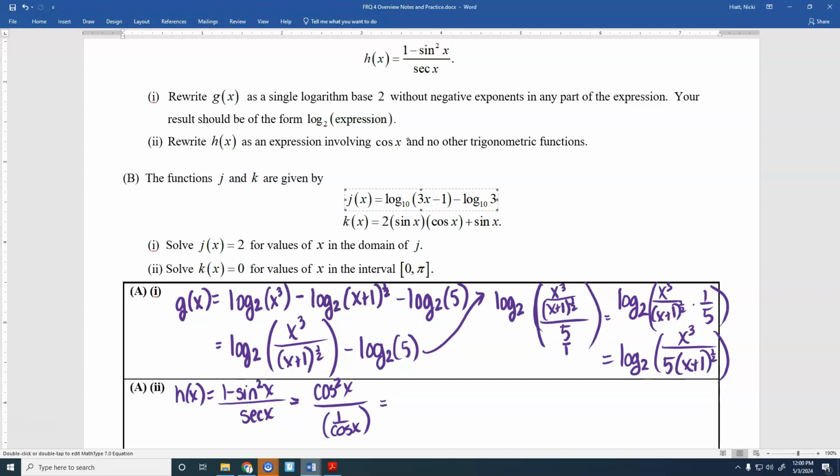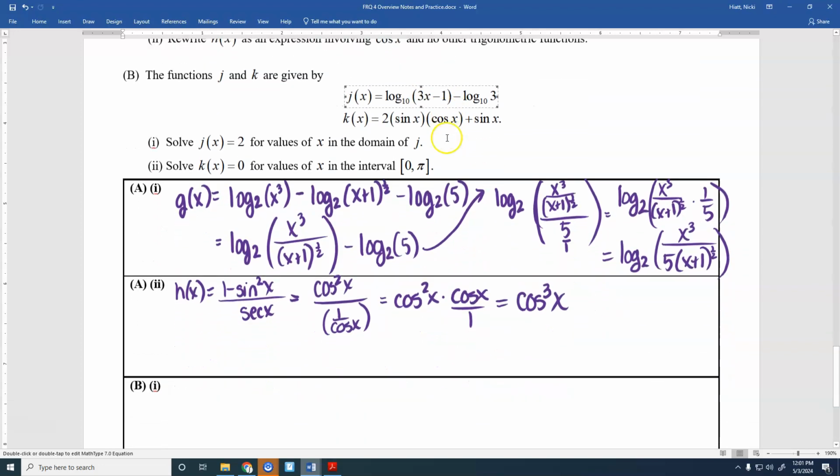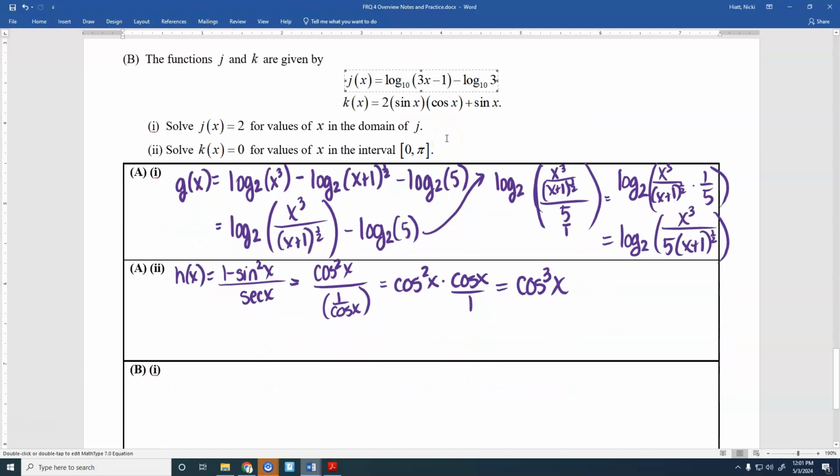So you need to flip and multiply. You'll get cosine squared x times cosine x over 1. What's that going to give us for our answer? Cosine cubed x. Okay, any questions there?